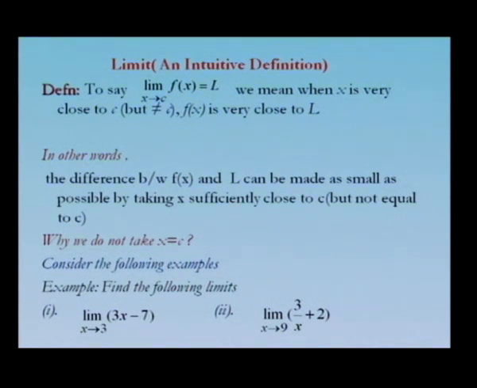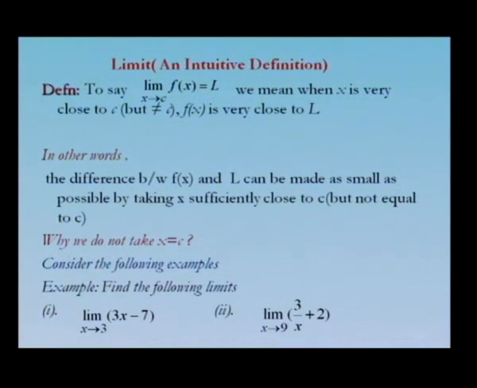Why do we not take x equal to c? Because we have already seen that at x equal to c, if a function is not defined, then we cannot find the value of f at c. So we try to reach towards c.